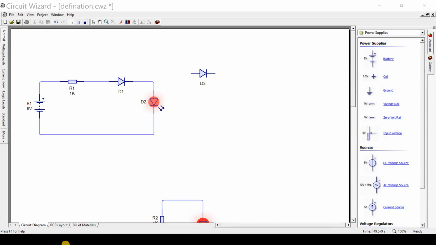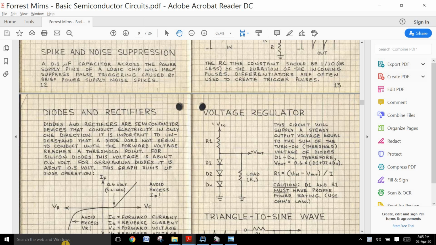Welcome guys. In this tutorial, I'll be going through diode. So we'll be explaining how diode works, the definition, the applications, and some other things. Let's start with the definition.